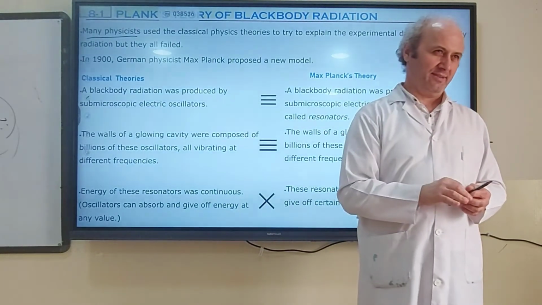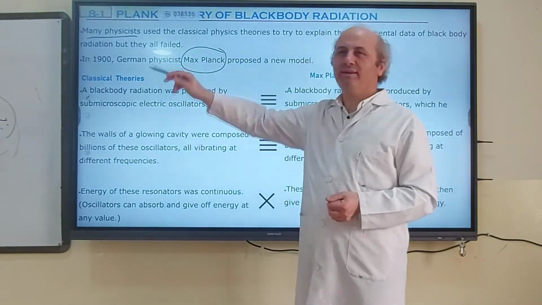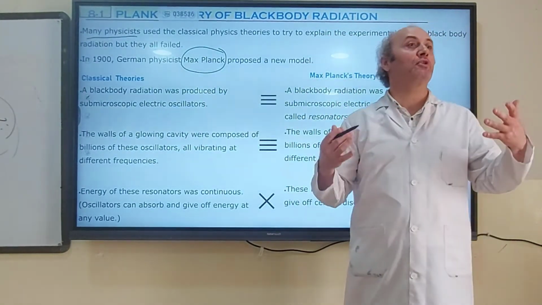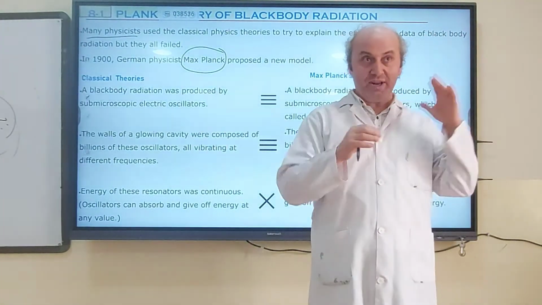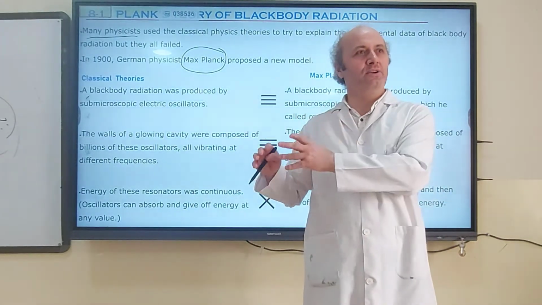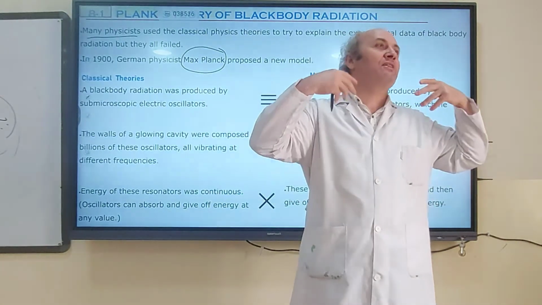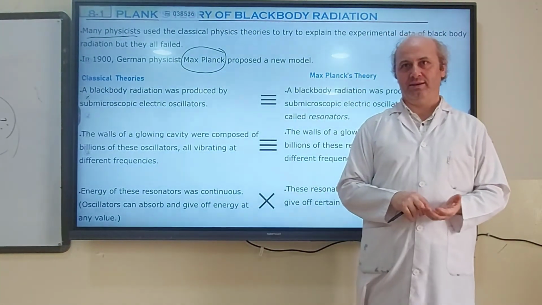One person, whose name is Max Planck, a German physicist, proposed a new model. It means if you need something very extraordinary, don't try to fix it by usual ordinary things. It needs an extraordinary approach. What does Max Planck do?